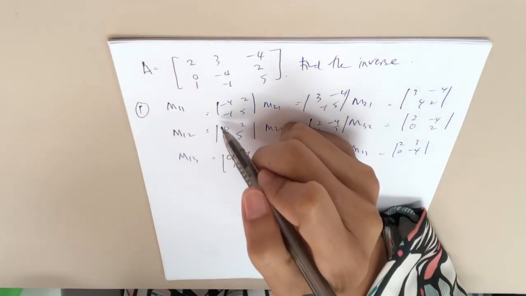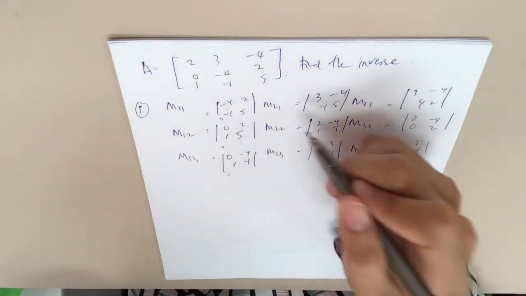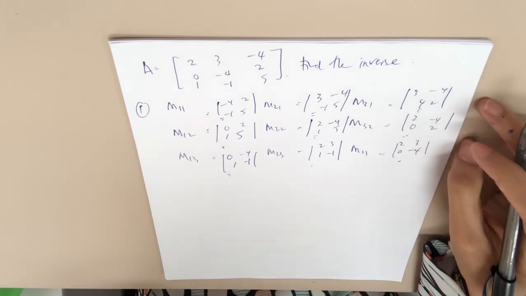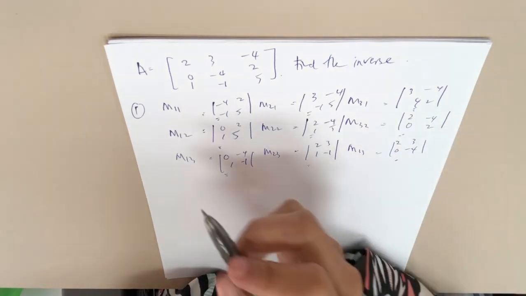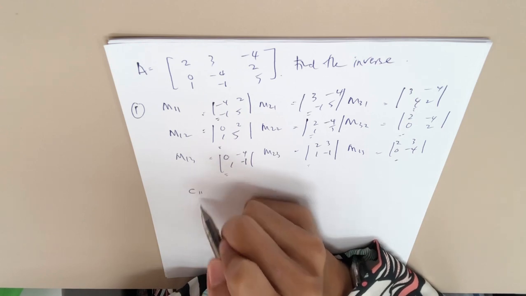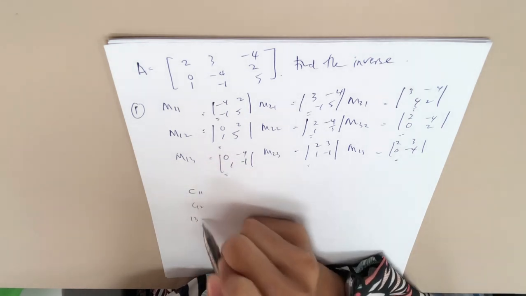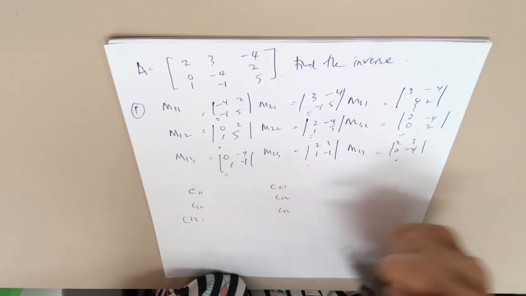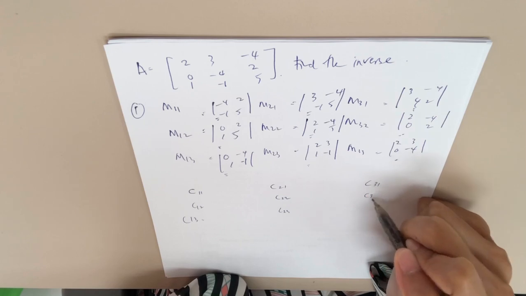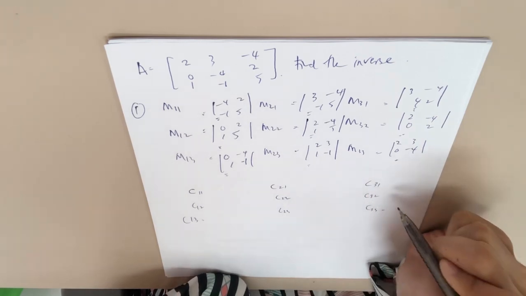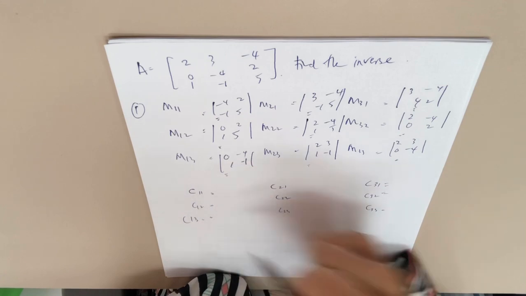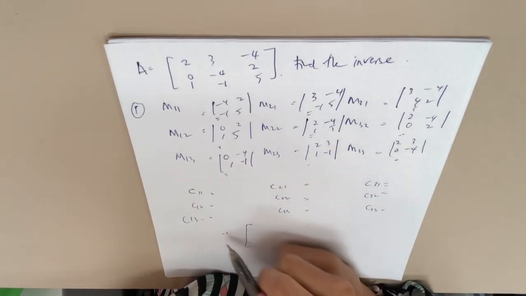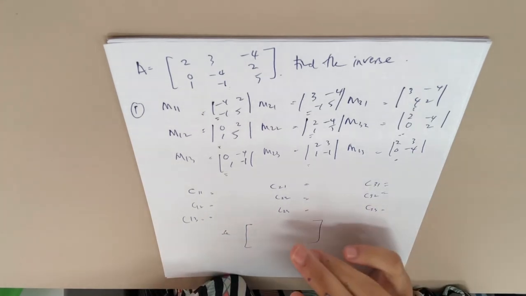So calculate each of it. After you get these values, then don't forget to find the C: C11, C12, C13, C21, C22, C23, C31, C32 and C33. Calculate. I give you the final answer for C.